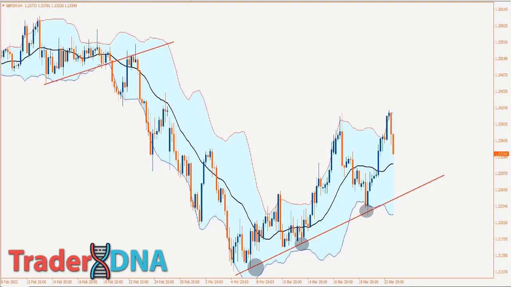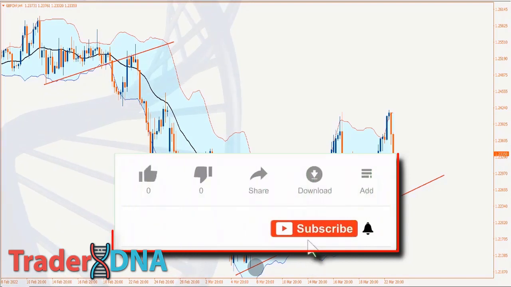The trend lines don't have to be 100% accurate, and as long as price respects them reasonably well, you are doing it right.